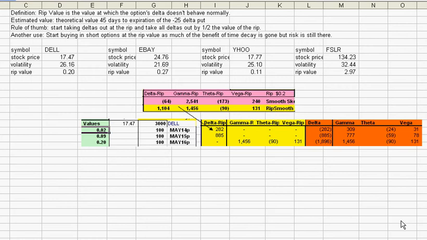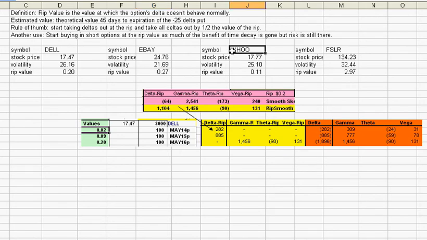So for example, it's easier to look at it this way. In Dell today, the stock is 17.47. The volatility is 26.16, and the RIP value for Dell is 0.2. For eBay, the stock is 24.76. The volatility that we're using is 21.69. That generates a RIP value, or the value at which these options start behaving differently, of 27 cents.